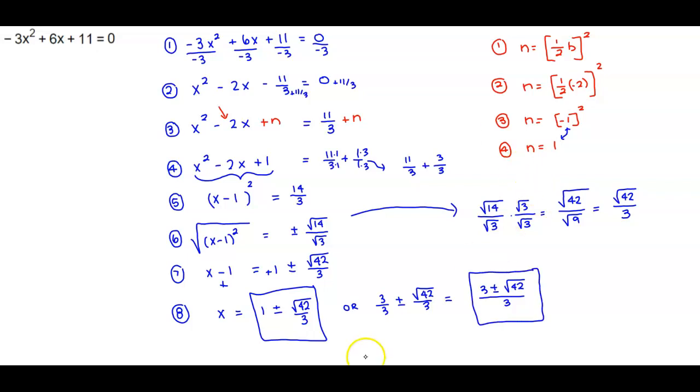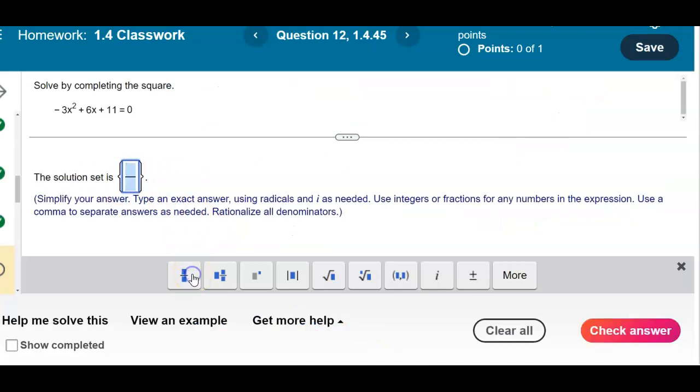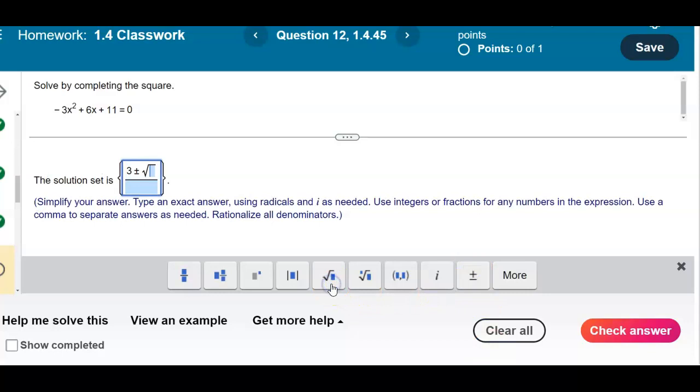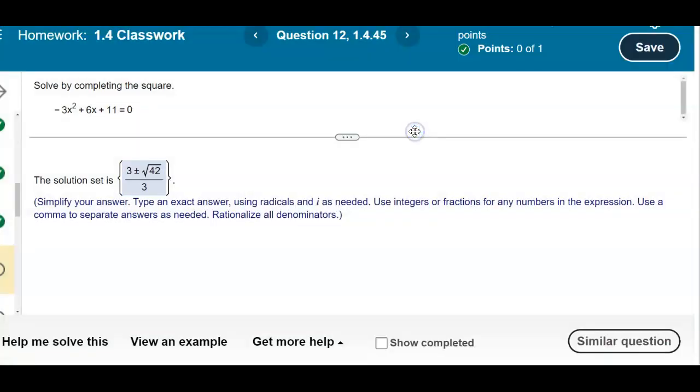So let's go ahead and write our solution. We have 3 plus or minus the square root of 42 over 3. We have the fraction 3, and we're going to use the plus or minus the square root of 42 over 3. Let's check our answer. And there is our result.